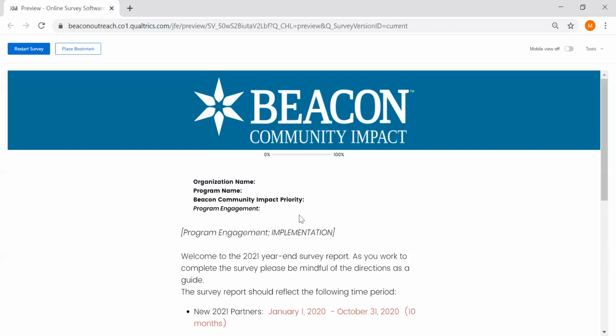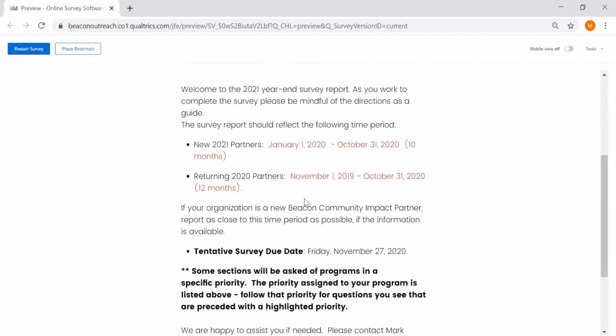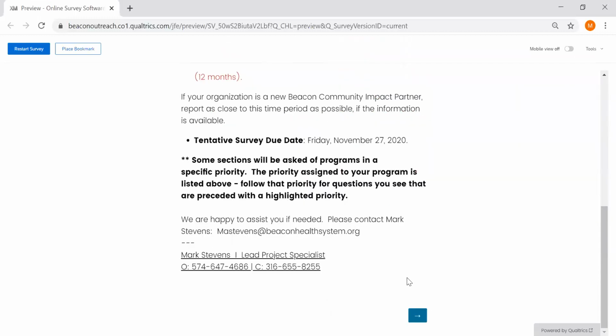Second, you can close the survey and come back to it. However, before closing the tab, you need to click forward to the next page using the blue forward button at the bottom of each page. If you don't advance to the next page, the information on the current page won't be saved in the system.